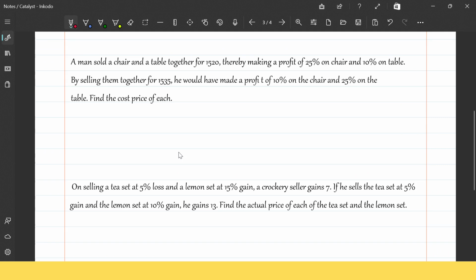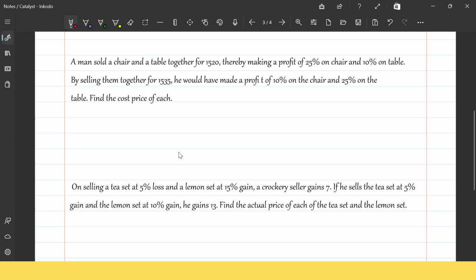A man sold a chair and a table together for 1520 rupees, thereby making a profit of 25% on chair and 10% on table. By selling them together for 1535 rupees, he would have made a profit of 10% on the chair and 25% on the table.